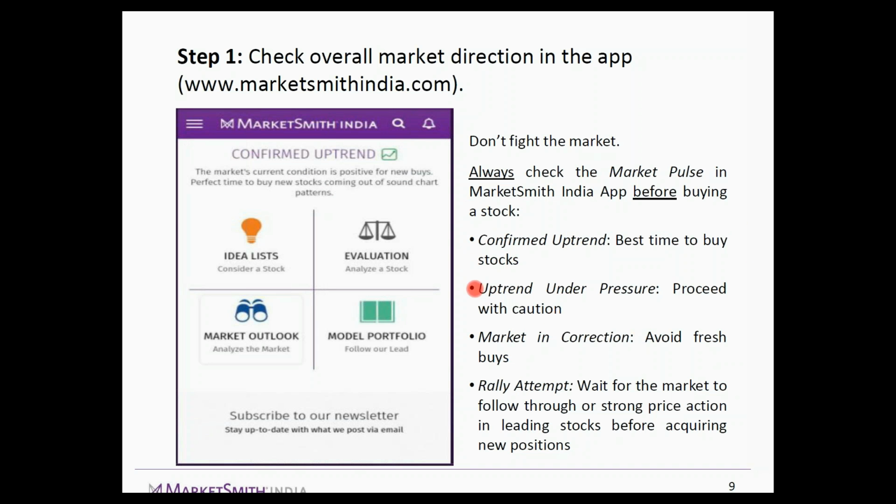The next status is the uptrend under pressure. Once the market is in an uptrend, we count distribution days. A distribution day is a day on which the benchmark index falls by 0.2% on higher volume than the previous trading session. Once this happens, we record a distribution day.